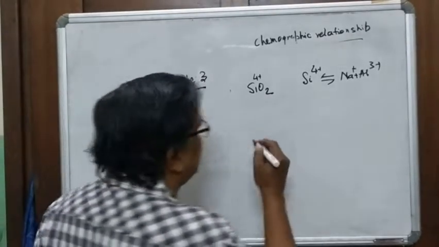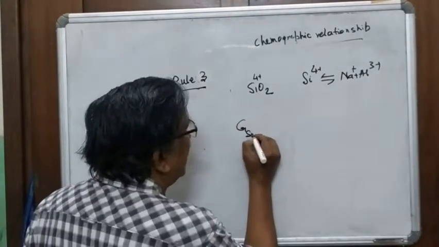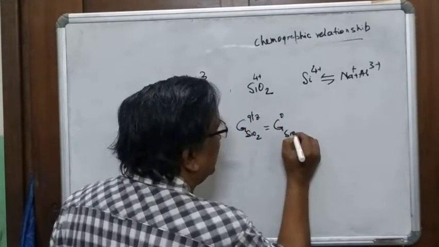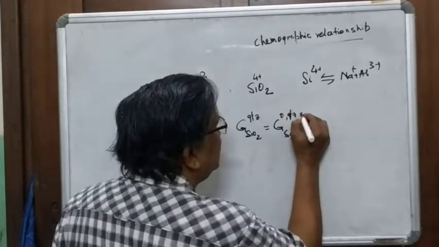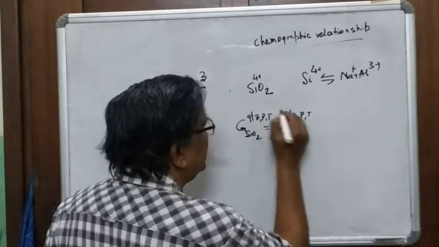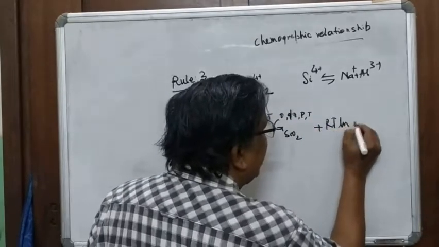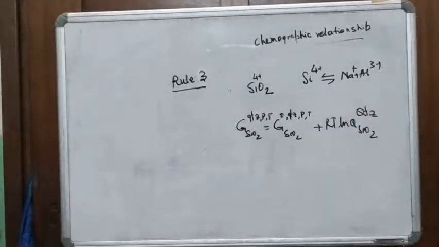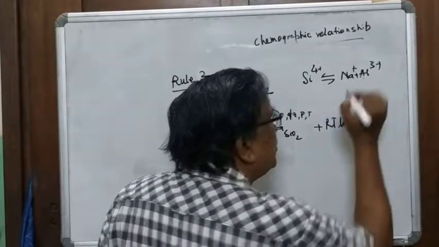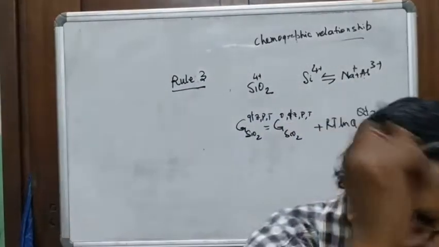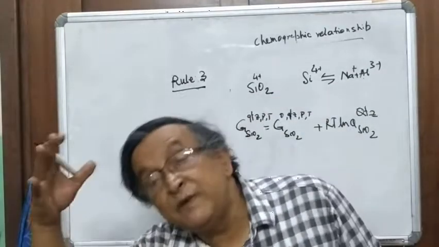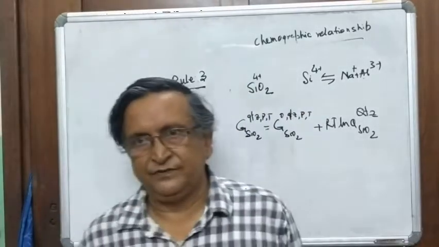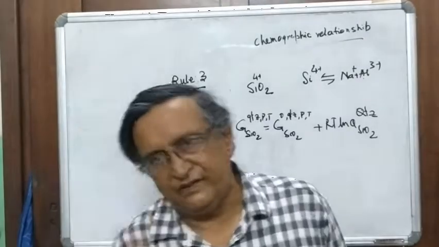So, say for example, if I write G SiO2 quartz is equal to G0 SiO2 quartz at PT conditions, same equation, plus RT ln activity of SiO2 in quartz. Now listen. In quartz, the amount of sodium and aluminium occurs in parts per million range. 10,000 ppm is equal to 0.01 weight percent.